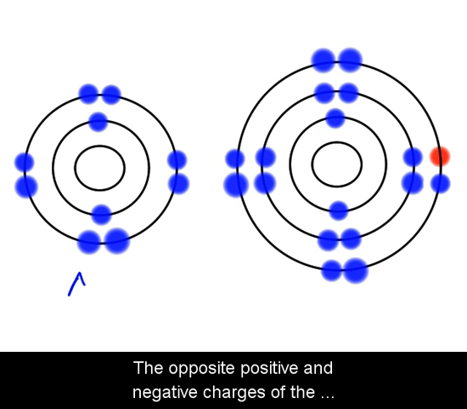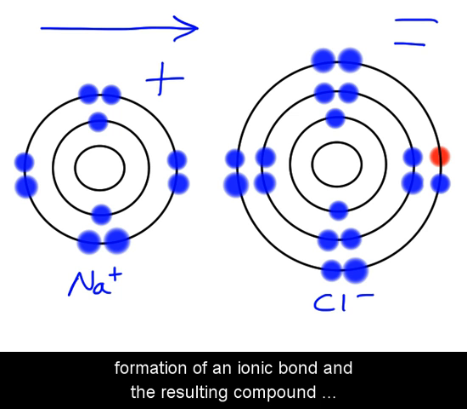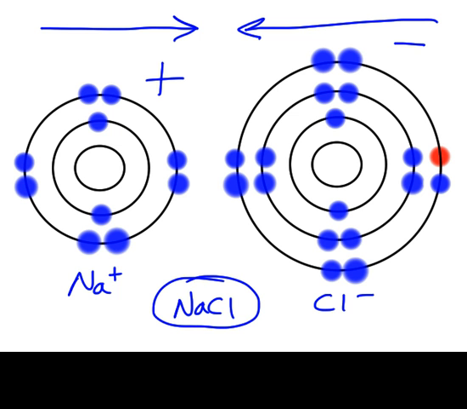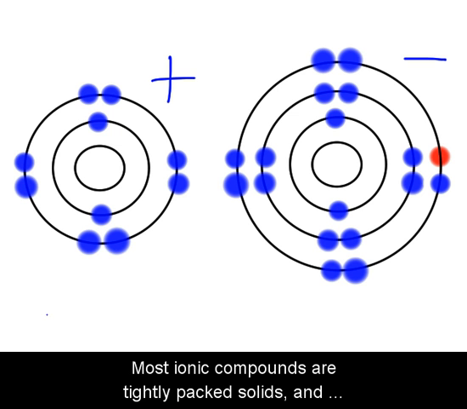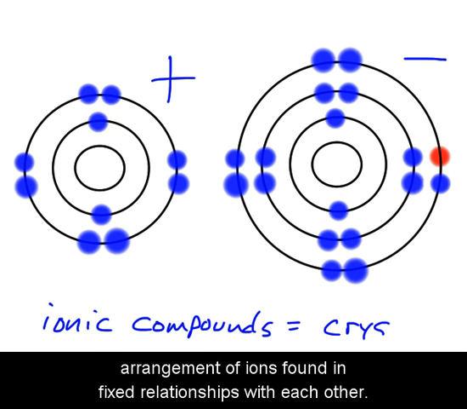The opposite positive and negative charges of the sodium and chloride ions pull them tightly together in the formation of an ionic bond and the resulting compound of sodium chloride, or NaCl. Most ionic compounds are tightly packed solids and form a crystal of ions, which is an ordered, repeating arrangement of ions found in fixed relationships with each other.